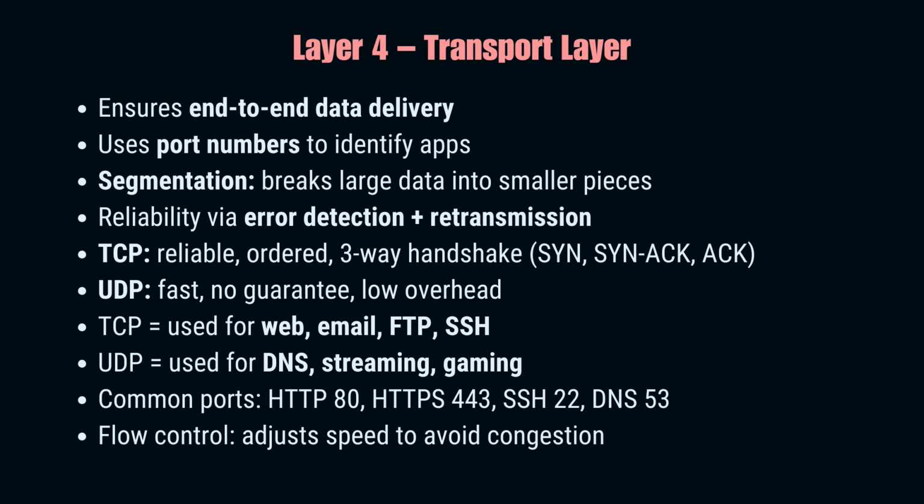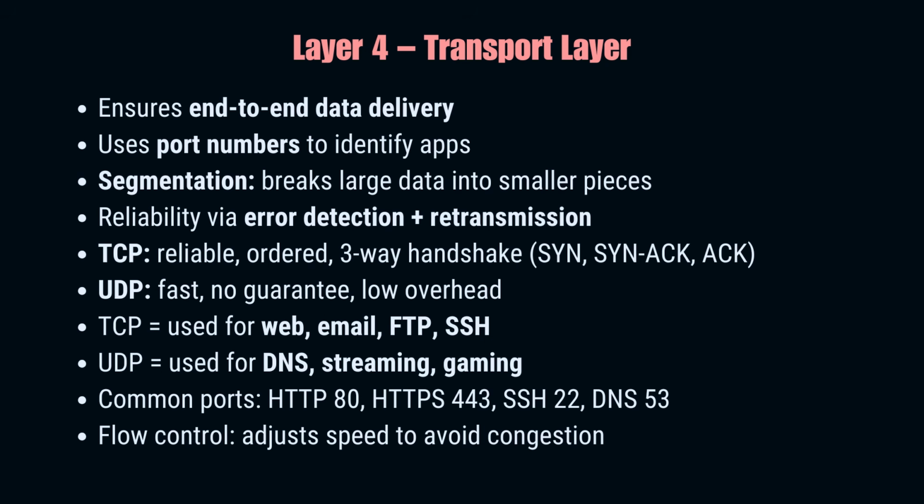TCP, Transmission Control Protocol, is connection-oriented and reliable, guaranteeing data delivery and maintaining proper order through a 3-way handshake: synchronize, acknowledge, but operates slower due to overhead. UDP, User Datagram Protocol, is connectionless and fast with no delivery guarantees, making it perfect for applications where speed matters more than perfect delivery. Use TCP for web browsing, HTTP, HTTPS, email, SMTP, file transfers, FTP, and any application requiring reliable delivery.